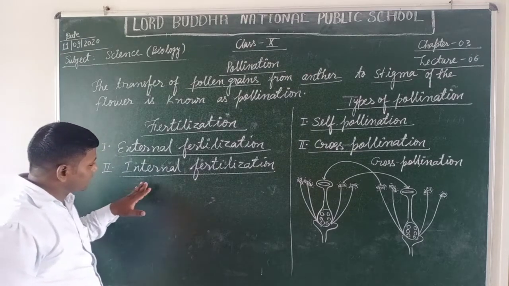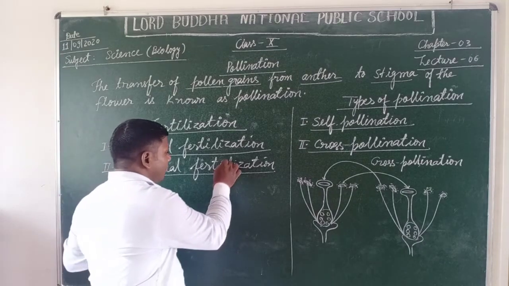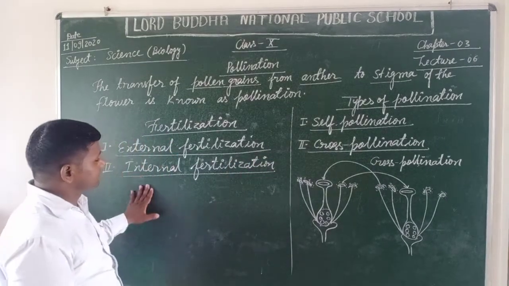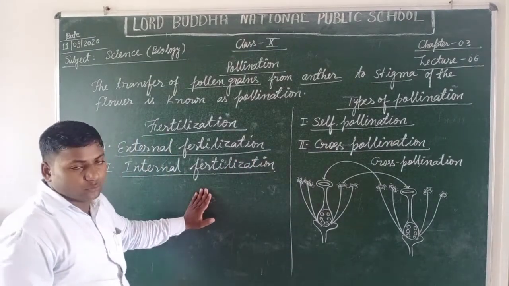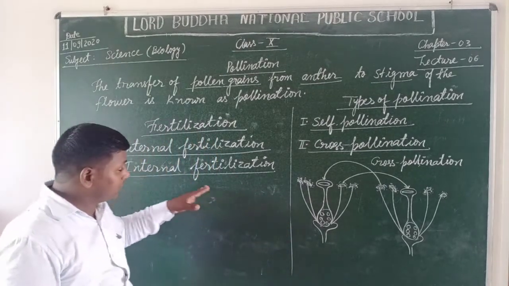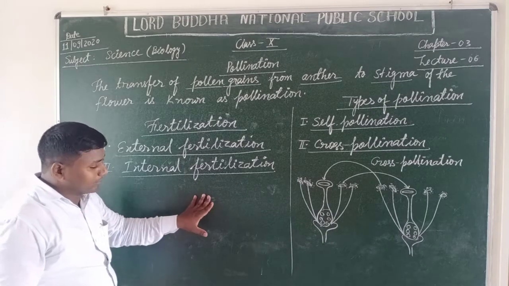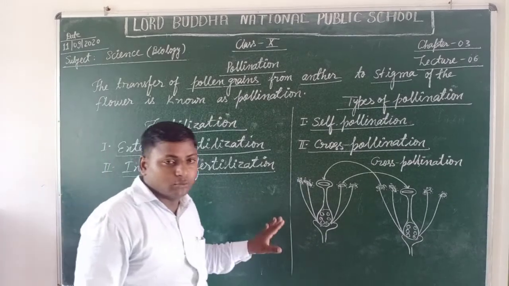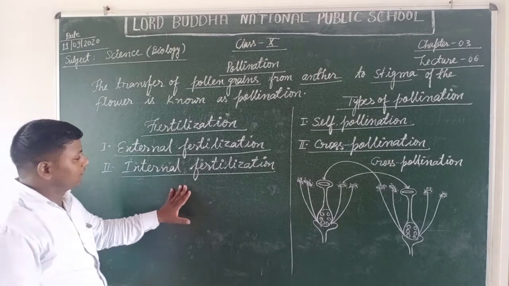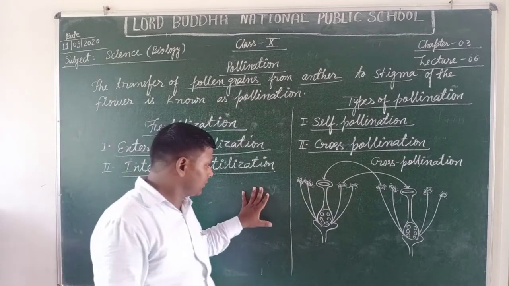Whereas in internal fertilization, all the gestation period, it means all the developmental process from the zygote to embryo and embryo to an individual, takes place inside the female's body. It means the uterus of the female. That's why such a type of fertilization is known as internal fertilization.